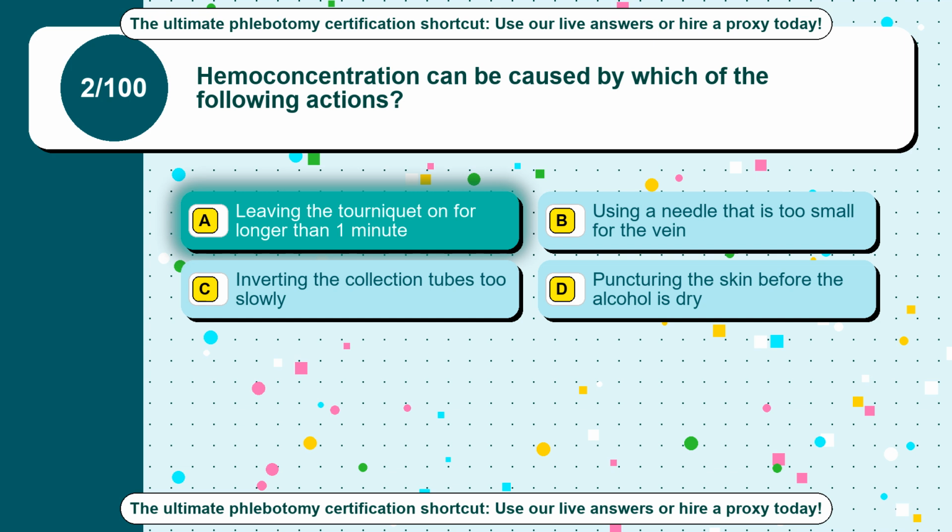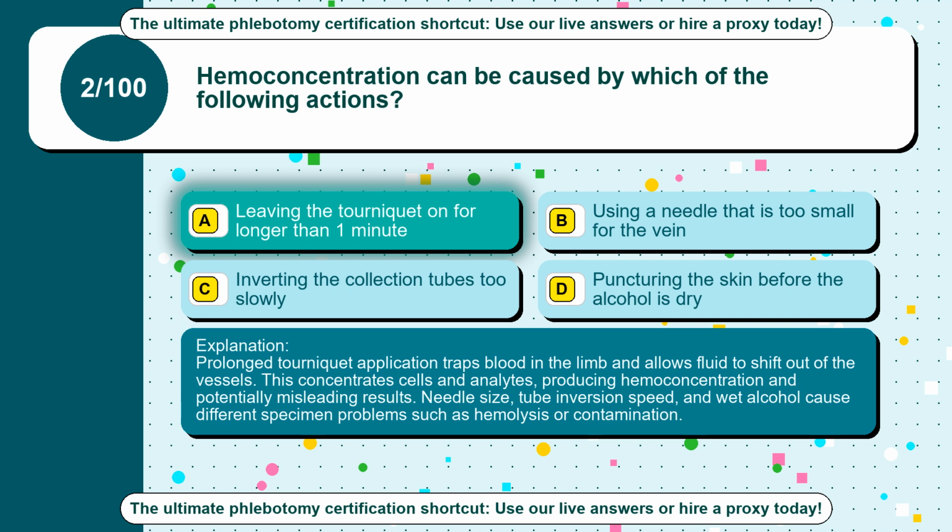The correct answer is option A. Leaving the tourniquet on for longer than 1 minute. Prolonged tourniquet application traps blood in the limb and allows fluid to shift out of the vessels. This concentrates cells and analytes, producing hemoconcentration and potentially misleading results. Needle size, tube inversion speed, and wet alcohol cause different specimen problems such as hemolysis or contamination.